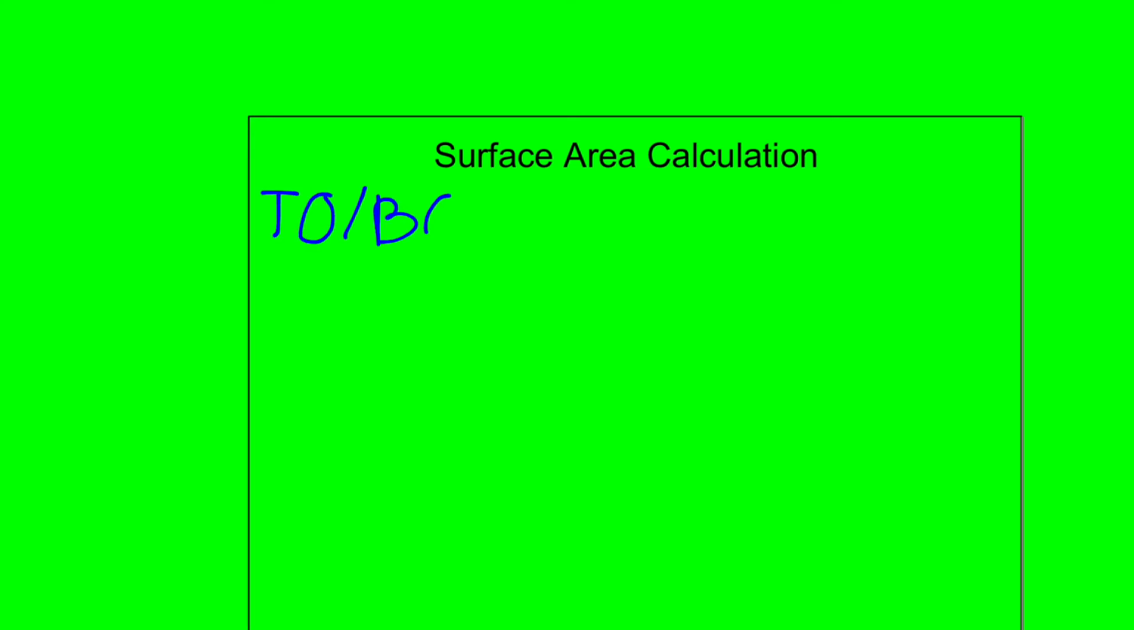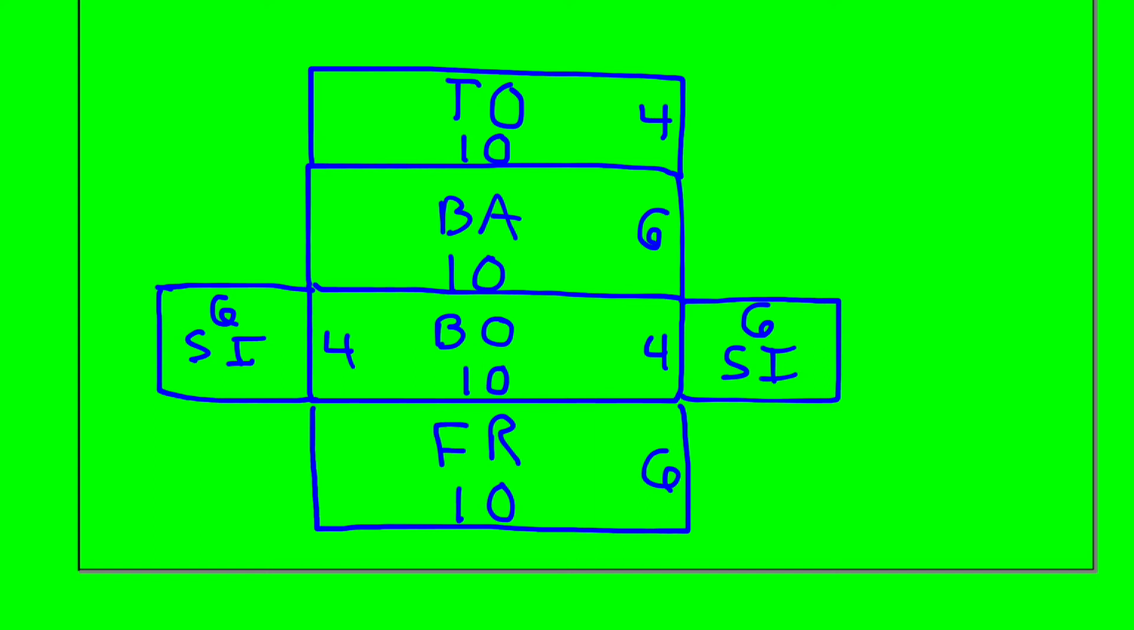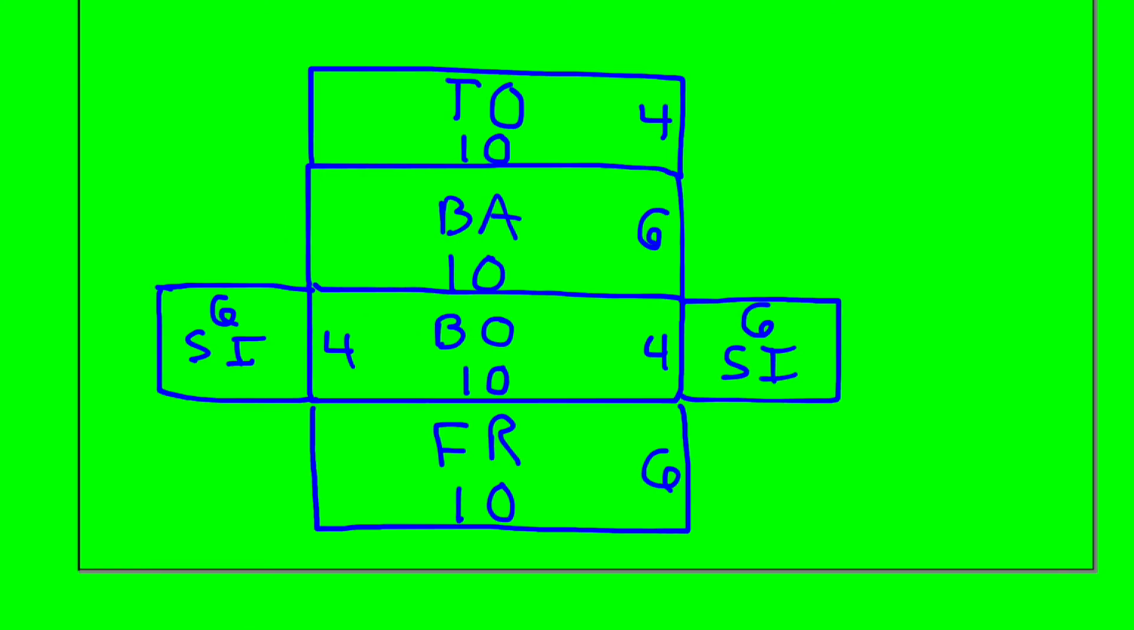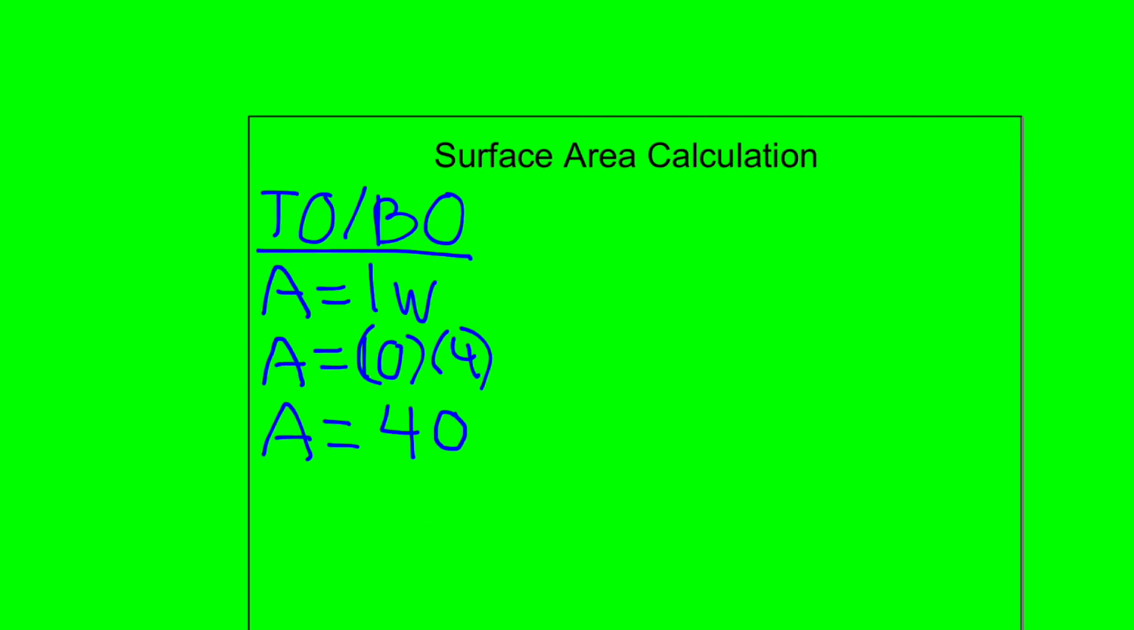TOBO. I'm going to write down my area math equation for a rectangle. Area equals length times width. The length and width of the top and bottom is 10 by 4. So I'm going to substitute in my values. This is just algebra again, right? 10 times 4. The area of one of those rectangles is 40, and we're talking centimeters squared.